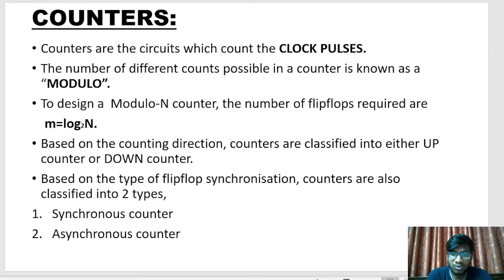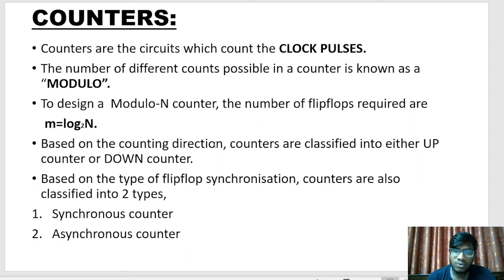The number of different counts possible in a counter is known as the modulo. To design a modulo n counter, the number of flip-flops required is log n to the base 2. As counters are also sequential circuits, to store or access any data we need flip-flops, which perform better than latches. Here we can use any type of flip-flop, like JK flip-flop, SR flip-flop and T flip-flop, based upon the type of flip-flop synchronization, whether they are synchronous or asynchronous counters.